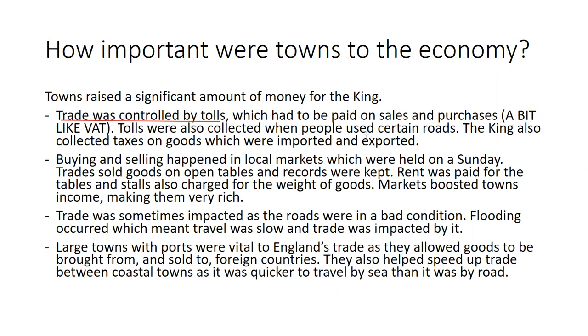Tolls were also collected when people use certain roads. Now, in some places in the country, especially on the road, you have to pay to go through. One of the most famous examples was the Severn Bridge, where you had to pay to go into Wales. That's been removed now, but that was one of the most famous examples. And all that money would go to improve the bridge. The money that was used on these tolls on certain roads would go to the king. The king also collected taxes on goods which were imported and exported, so sent out and brought in.